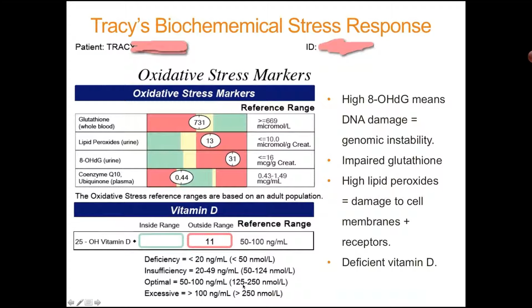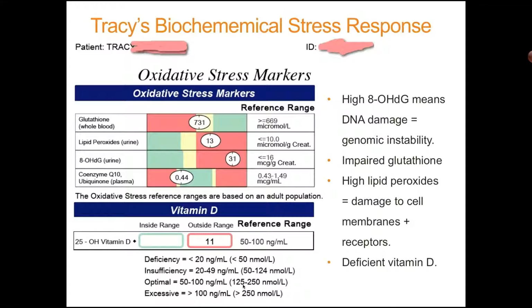So these are Tracy's readings from oxidative stress markers, looking at glutathione, lipid peroxides, 8-OHdG, and coenzyme Q10 in plasma. And you can see how she's obviously suffering from a fair amount of oxidation. So it is really true in this case what Apple is saying about psychosocial stress turning into oxidative stress.